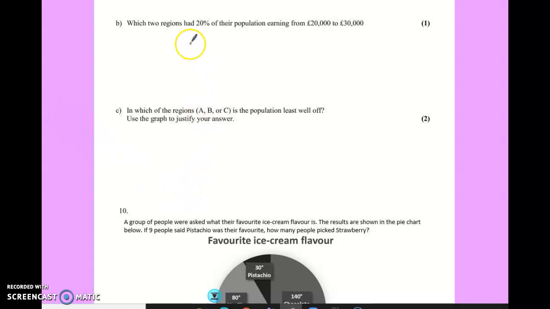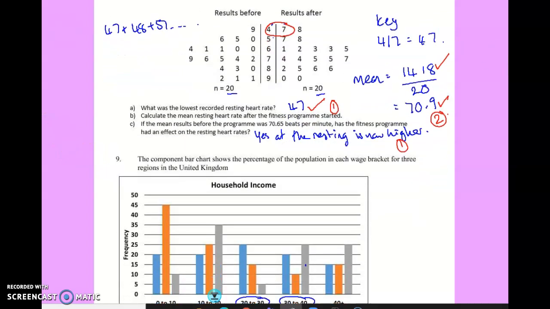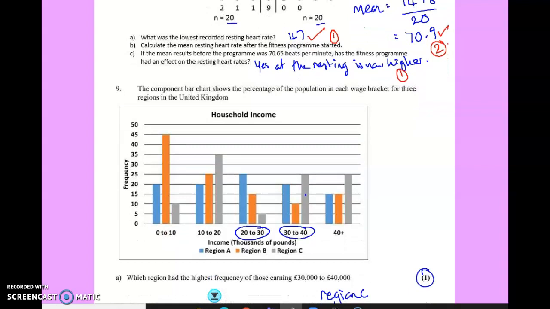Part C. In which of the regions A, B or C is the population least well off? Okay, so going back to our graph, we're looking for the one that's least well off. One that immediately jumps out to me is region B. Region B jumps out to me because 45% are earning less than 10,000.